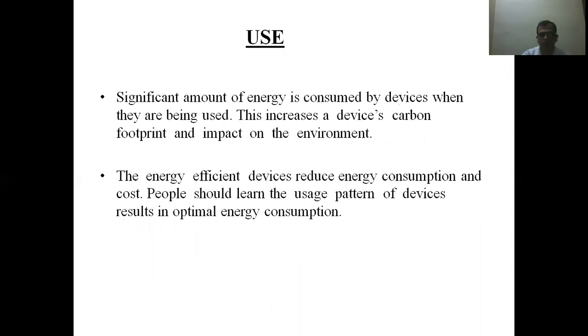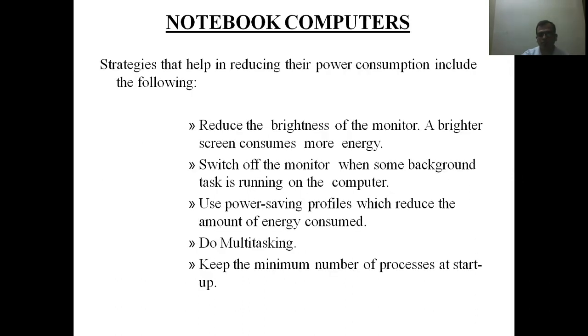Then what about the usage phase? A significant amount of energy is consumed by the devices when they are being used. This increases the device carbon footprint and the impact on the environment. So if packaging and transportation are done in a proper way, it will reduce the carbon footprint. Energy-efficient devices reduce energy consumption and cost. People should learn the usage patterns of the devices that result in optimal energy consumption. So we have to use them in a minimal way so that it does not affect nature. Now let us see how the different computer infrastructures will affect the environment.